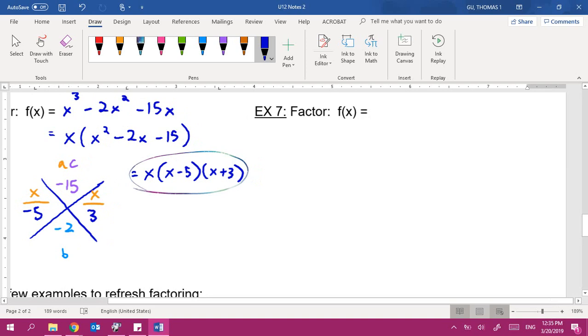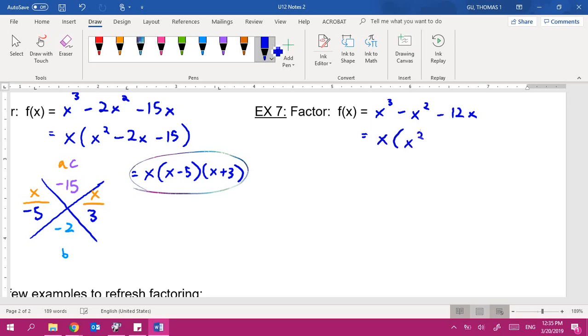All right, this next example right here, we're not going to finish it all the way because it's kind of the exact same thing, but you should write it down just in case. X cubed minus x squared minus 12x. Let's just make sure we know what to do first. What would my very first step be? Factor out an x, right. So if I factor out an x, what's left? minus 12.